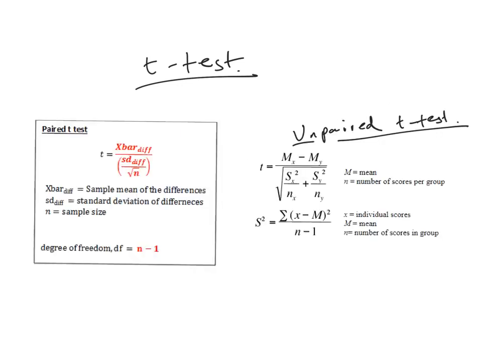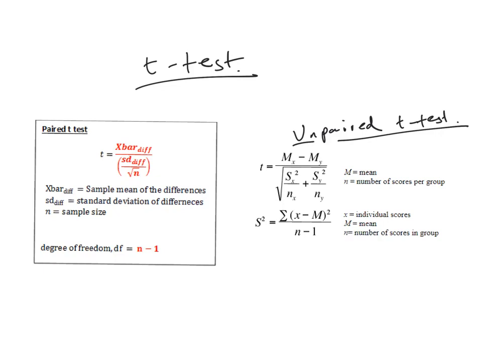So to work out your value for your paired t-test, all you do is you do the sample mean of the differences divided by standard deviation of differences, and divide that standard deviation by the square root of the sample size. And for that, degrees of freedom is again n-1.